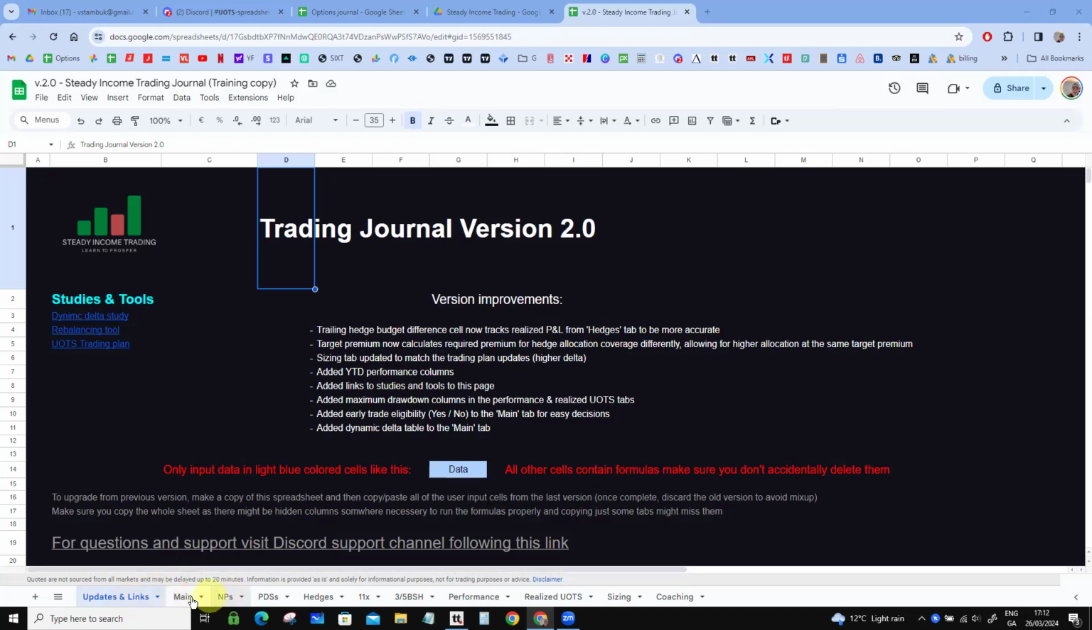And you will see down there at the bottom, we have several different tabs, and the main ones, naked puts, put debit spreads, and hedges, are connected to the UOTS strategy. Then we have 11X because that's a popular trade a lot of people are doing. So I just created an extra tab so you can keep track of those trades separately. Some people like to do the Black Swan hedge, the 3-5 Black Swan hedge. I don't do it myself, but I've created a spreadsheet to make it easier for you if you want to do that as well. And then we have performance and realized UOTS.